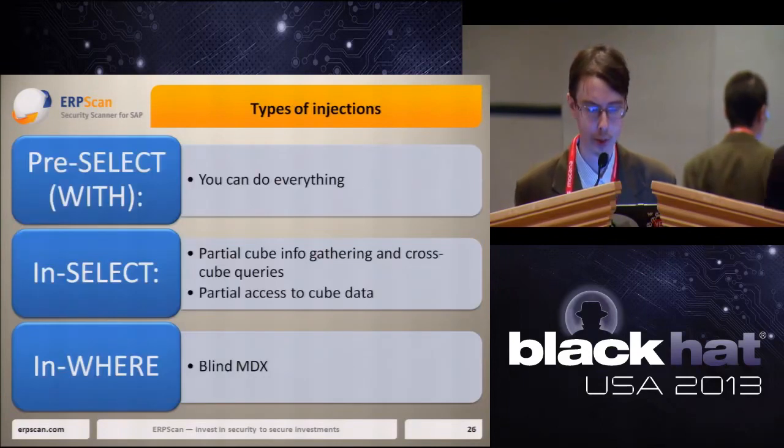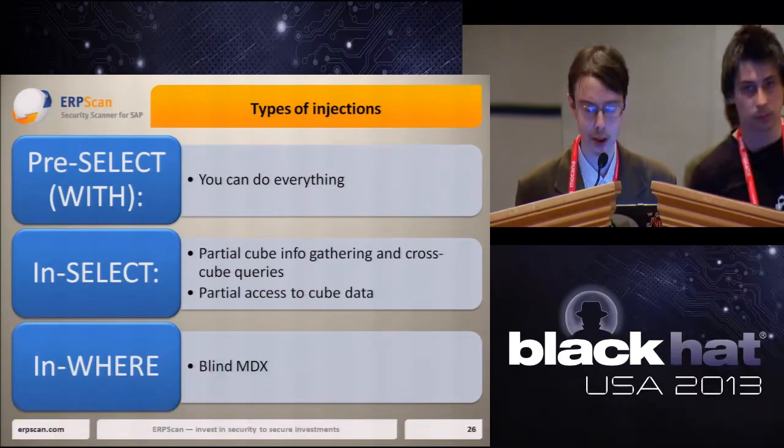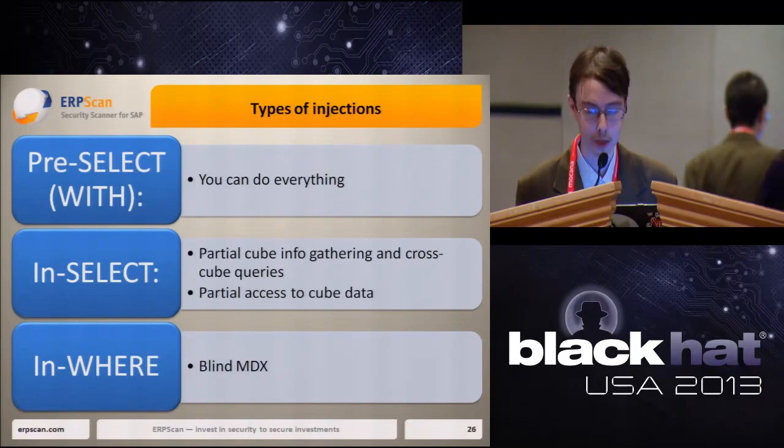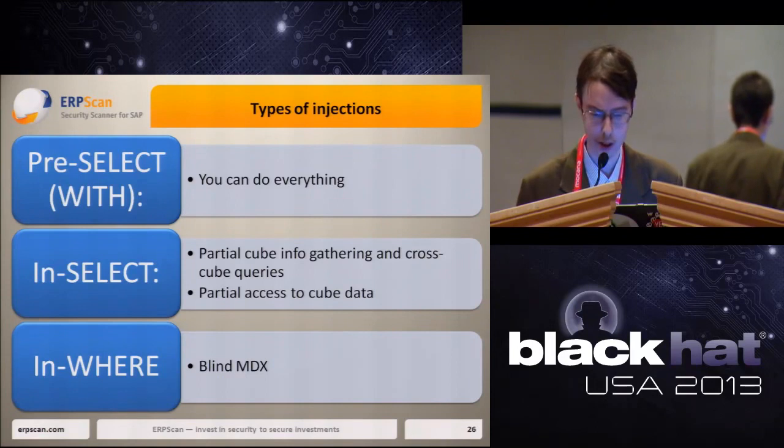So we have 3 possible types of MDX injections with possible results. If we are able to inject into the pre-select section, we can do almost everything, with the exception of data modification. If we can inject into the select section, we can gain partial information about cube metadata and gain access to unexpected and confidential data. And we can also access other cubes, of course. In the where section, you can only use blind MDX injections, and we will show you how. And of course, you can call user-defined functions in any of these sections.